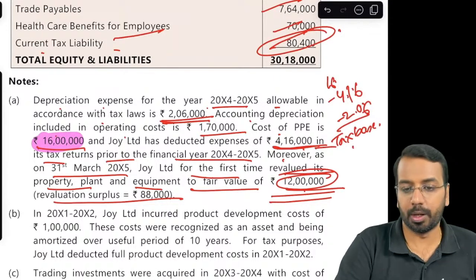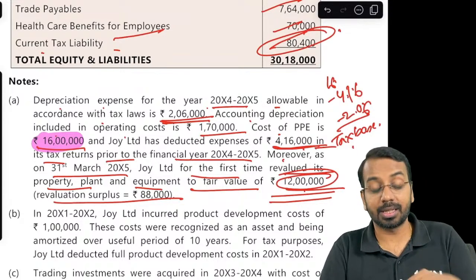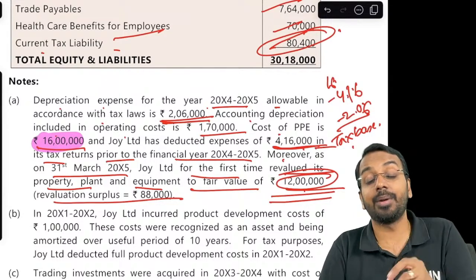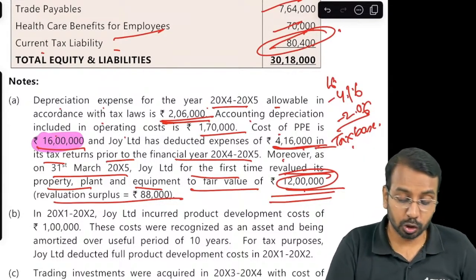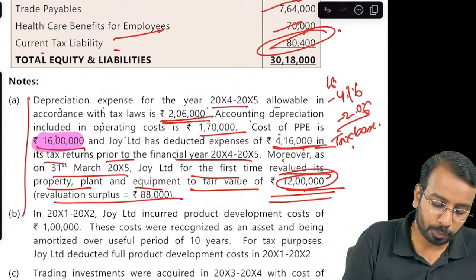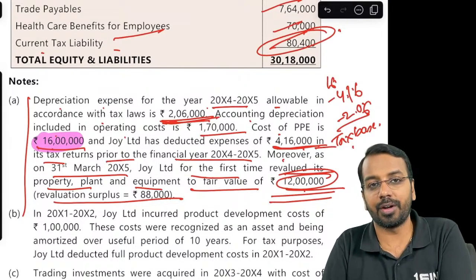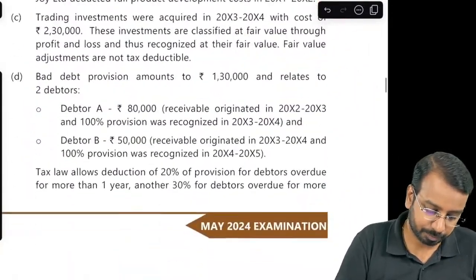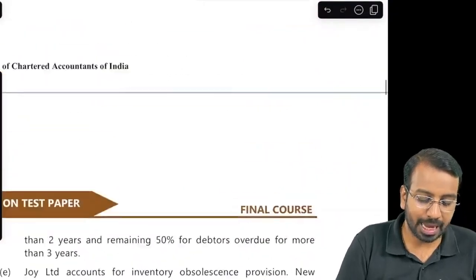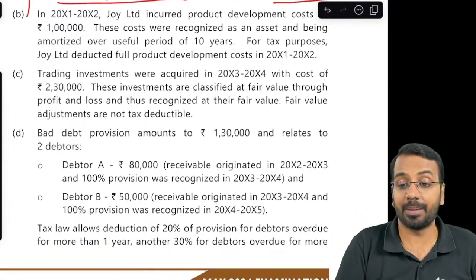Now, tax base is lower than the carrying amount. If the tax base is lower than the carrying amount, it means you will be given lesser depreciation in future. It will be taxable. You'll have higher taxable income. So whatever is the difference you get, you can do your calculations on your own. 16 minus 4.16 minus 2.06, the difference that you get, that is a taxable temporary difference. You'll multiply that with the tax rate, whatever is given at the end, I guess, yeah, 32%. That will be the deferred tax liability that you need to provide.